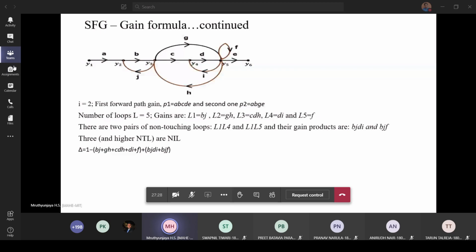So delta is 1 minus the sum of individual loop gains, that is 1 minus (BJ plus GH plus CDH plus DI plus F), plus the sum of loop gains of 2 non-touching loops, that is BJDI plus BJF.